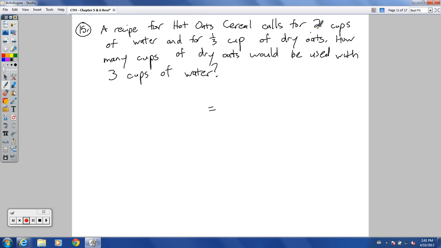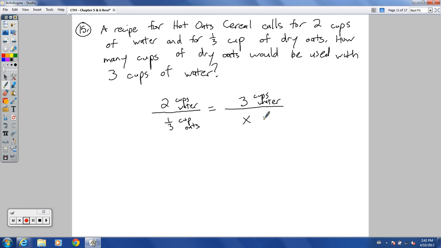If you have something compared to something, then you're going to try to compare something else compared to something else in a similar way. Here we're comparing cups of water to dry oats on one side, and then we're going to compare cups of water to dry oats on the other side and set the ratios equal to each other to make a proportion. And so it says 2 cups of water is to 1/3 of a cup of oats as, or equals, 3 cups of water is to this unknown amount of dry oats.